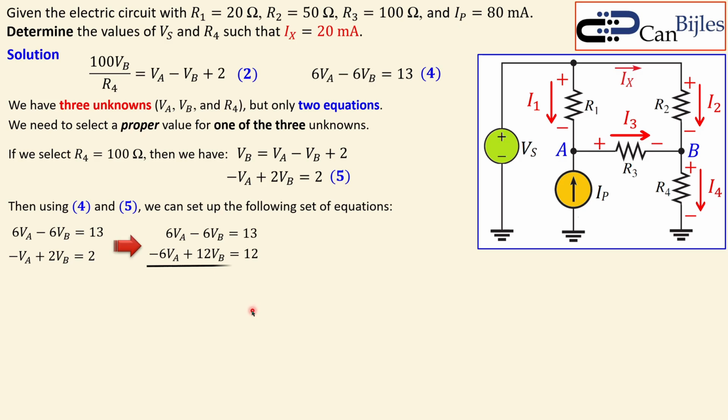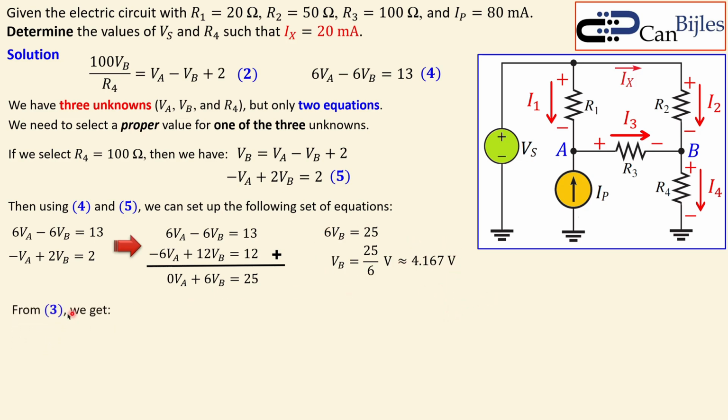So if I now add them up, because I want to get rid of this, there will be 25, that will be plus 6 VB, and that will give me 0 VA. Now, in order to calculate VB, I will need to divide by 6. That will give me 25 over 6 volts, or approximately 4.167 volts. That is what we have.